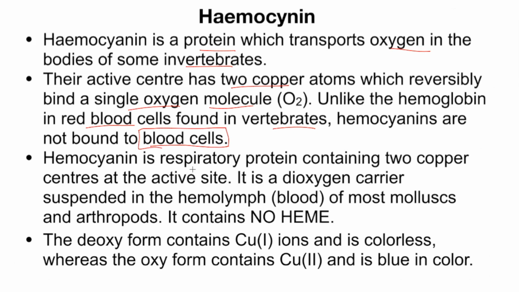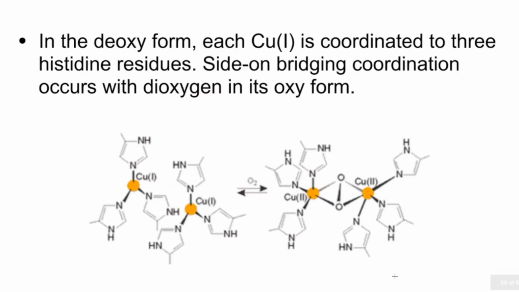Alright. Hemocyanin is a respiratory protein containing 2 copper centers at the active site. It is a dioxygen carrier suspended in the hemolymph, that is blood, of most of the molluscs and arthropods. It contains no heme, so it does not have any heme group. The deoxy form contains copper in +1 ion and is colorless, whereas the oxy form contains copper in +2 ion and is blue in color. Now in the deoxy form, each copper plus is coordinated to 3 histidine residues.